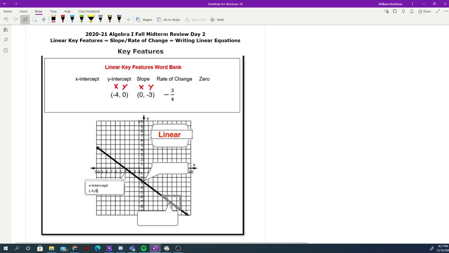Our y-intercept is where it crosses the y-axis. And same situation, we refer to the y as the second number, this crossing the y value of -3. So we have a location of (0, -3).